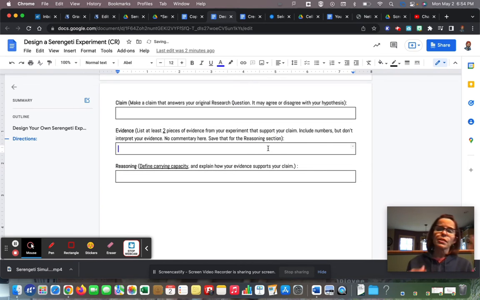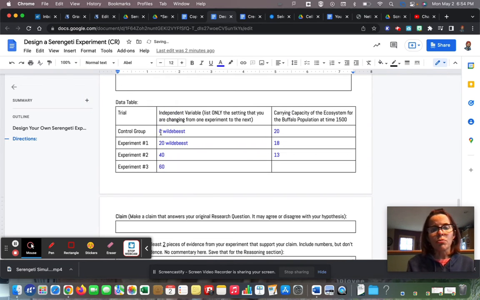So my evidence was this number and this number. Why was it? So now I'm going to interpret. Let me go back and show. So when there were 0 wildebeest, the carrying capacity was higher for the buffalo because the buffalo weren't competing for food with anyone. Notice that I interpreted.